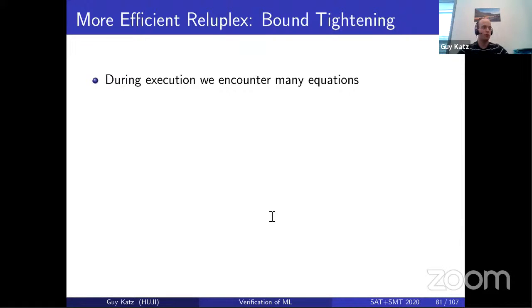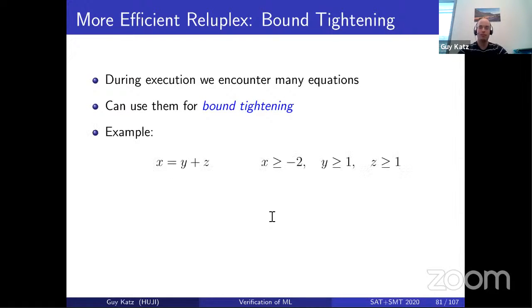So as I'm sure you've seen in the small example that we went through, when you do simplex or Reluplex, you repeatedly encounter equations. And equations you can use for bound tightening. What does that mean? So for example, suppose these are your current bounds that you know. So you know that x is at least -2 and y and z are each at least 1. And now you come across this equation as part of your simplex operation or Reluplex operation. From this equation, you can actually deduce a tighter bound. Okay, so you can actually deduce that based on what you know now, x should be at least 2, right, which is a tighter bound. So instead of -2, you get 2, which is much better.